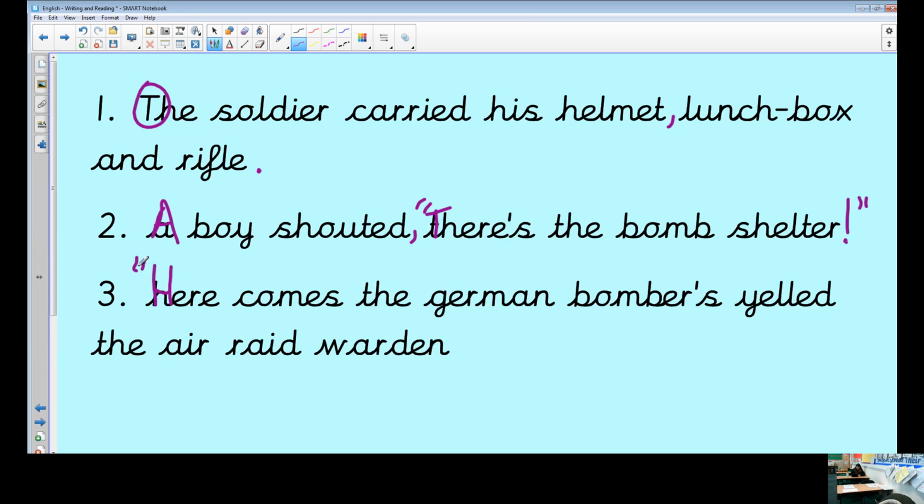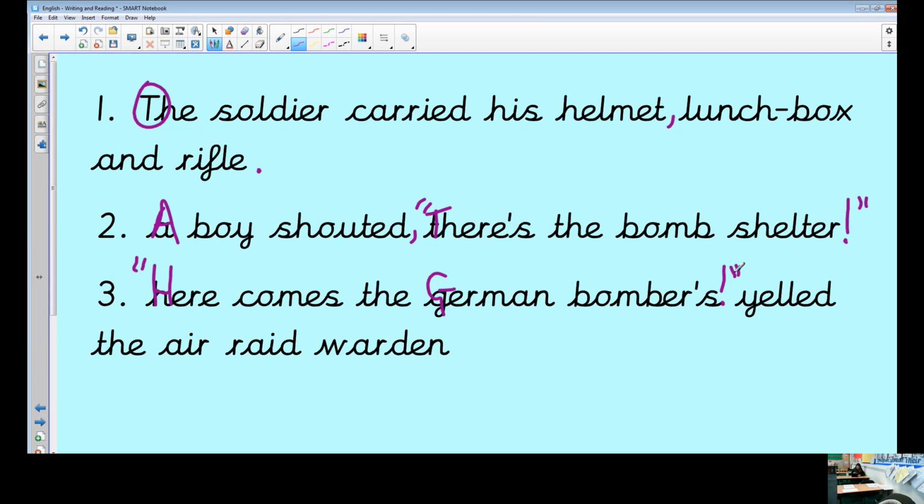Here comes the German bombers. German is a proper noun, so we need a capital G for German bombers. He's yelling it, so I need an exclamation mark. And I need to close my inverted commas because that is the end of what he's saying. Yelled the air raid warden. Okay, that's what tells me.